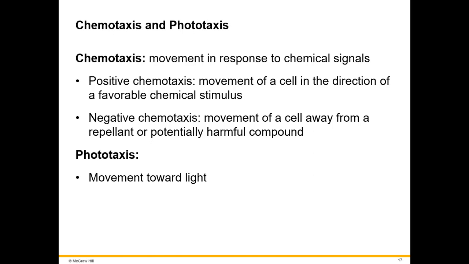Chemotaxis and phototaxis. The bacteria can respond to chemicals in the environment and light, and they can move towards the chemical or the light, or they move away from it. So positive chemotaxis, the cell moves in the direction of the chemical stimulus. They have receptors that can sense various chemicals in the environment. Negative chemotaxis, they move away. Phototaxis, the photosynthetic bacteria can move toward the light.